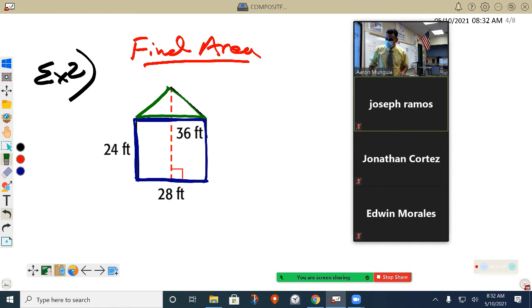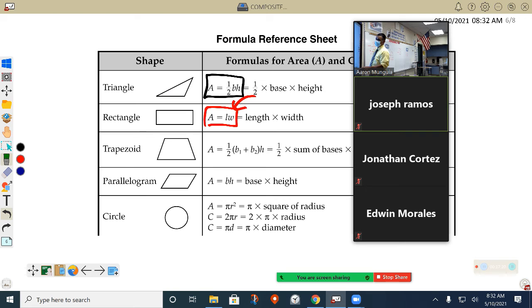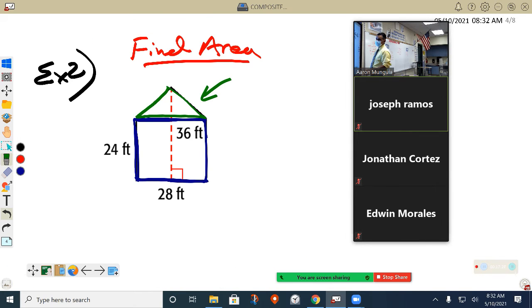So here we go. Let's do the area of the triangle first, okay? So I'm looking at remember our formula table from last week? Area of a triangle is 1/2 base times height. Nice. So the area then, watch this now, 1/2 the base times the height.